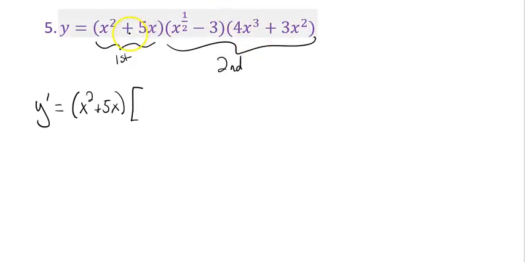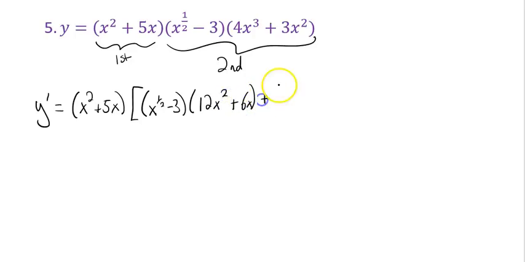Don't focus on the outside x squared plus 5x right now. Just focus on these two and the product rule with them. So first, the derivative of the second would be 12x squared plus 6x, plus the second times the derivative of the first. So 1/2 x to the negative 1/2. And then I'm going to close that out.